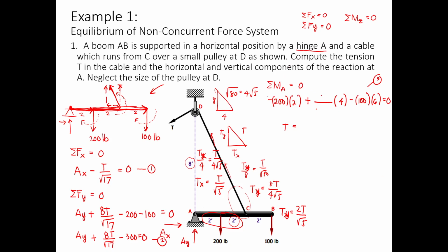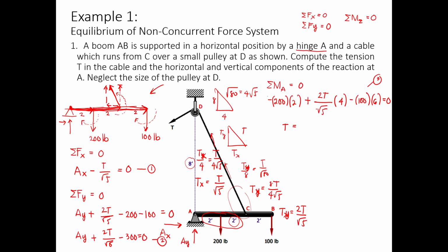Okay, so for the y component, this is 2t over square root of 5. So if we try to again use the other terms here in terms of x and y, for the x component it will be t over square root of 5, and then this is 2t over square root of 5.